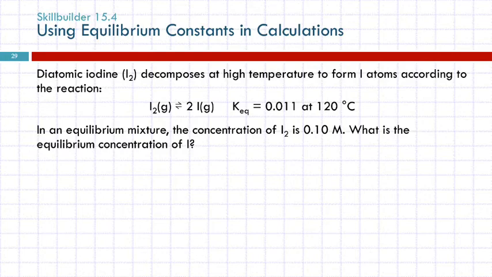Let's do one more. Diatomic iodine decomposes to form iodine atoms. We're given a balanced chemical equation. We're given the value of KEQ. We're given a temperature that we don't need. And we've got a concentration of I2 of 0.10. So it's asking, what's the concentration of I? So we'll write the equilibrium expression, KEQ. The product is I, and that's squared over the reactant, which is I2.